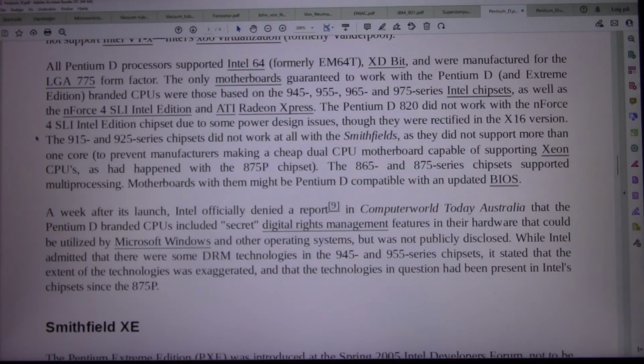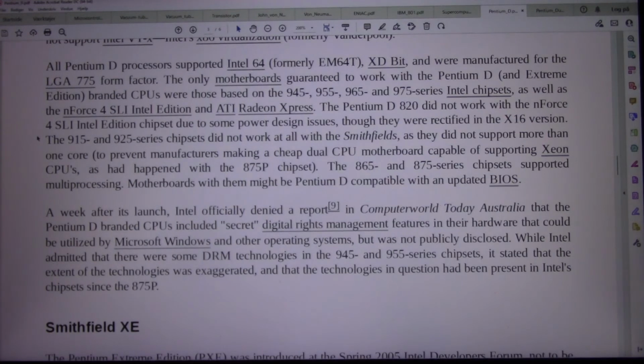The 915 and 925 series chipsets did not work at all with the Smithfields, as they did not support more than one core, to prevent manufacturers making a cheap dual CPU motherboard capable of supporting Xeons, as had happened with the 875P chipset. The 865 and 875 series chipsets supported multiprocessing. Motherboards with them might be Pentium D compatible with an updated BIOS.